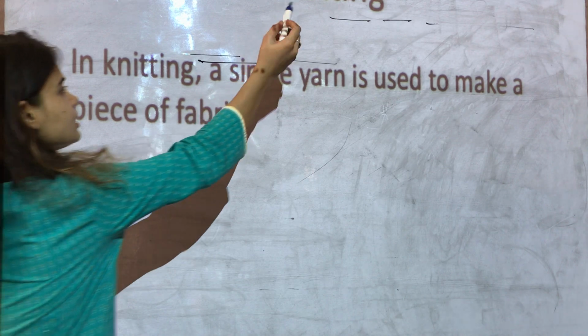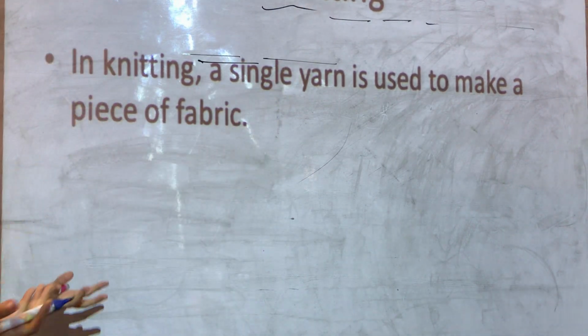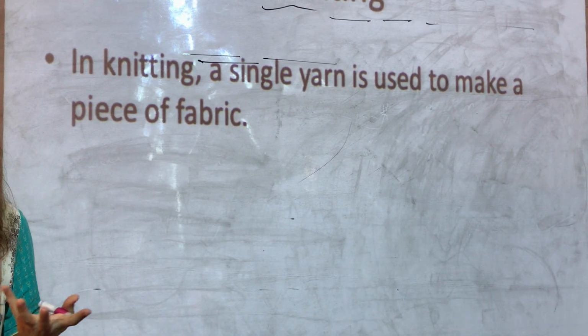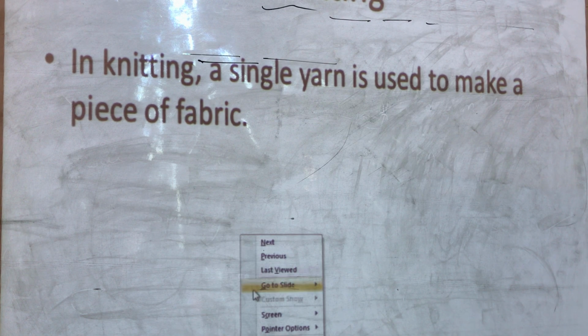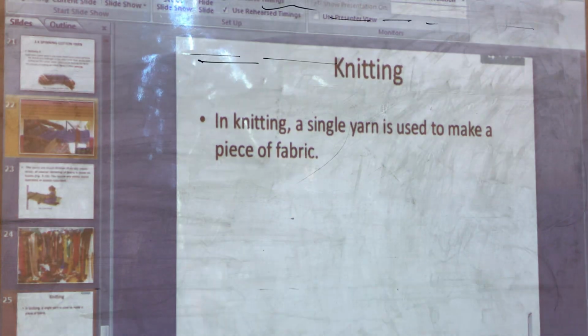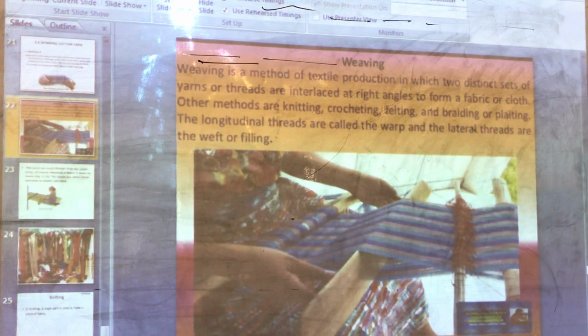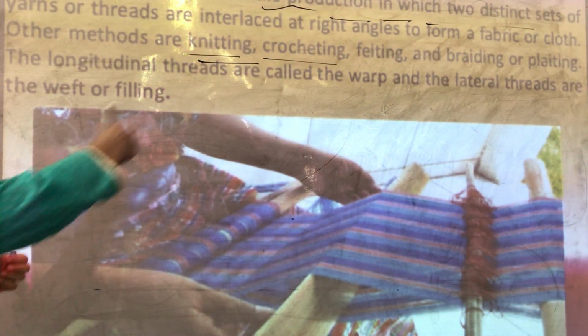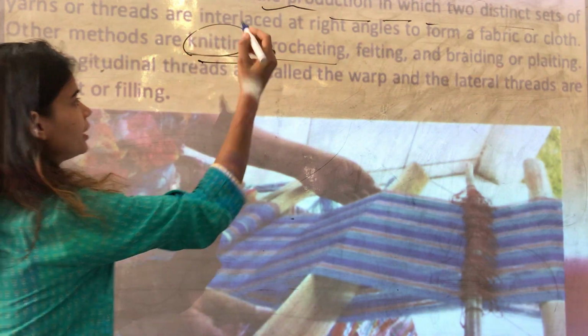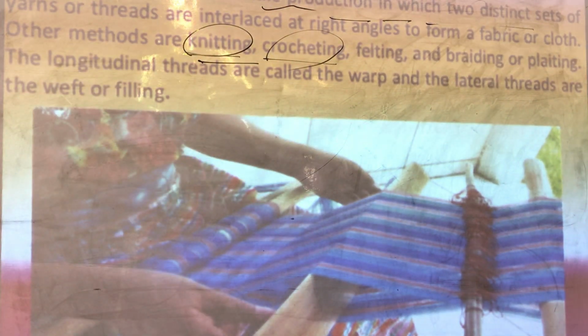So this knitting is a process of weaving only. Knitting is a way of weaving. There are many ways by which you can do knitting. I hope, children, it is clear to you by now the processes which are involved in making a fiber into fabric. So this weaving has many ways. For example, knitting, crocheting, felting, braiding, plaiting. So this process is called weaving.